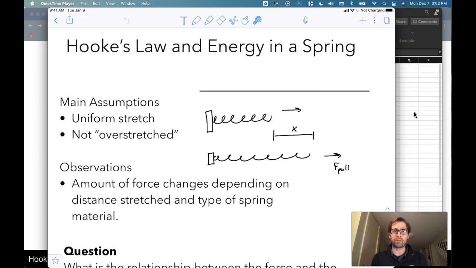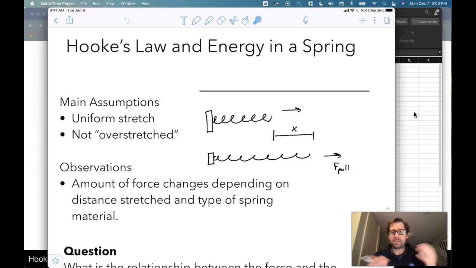These are important because we want to make sure that we're talking about a Hooke's law relationship with our spring. When we have a spring that is stretched a certain distance, there's an amount of force it takes to stretch that spring. The amount of force can change, and it depends on the distance that you stretch it. If you only stretch it a little way, there's a little bit of force, and if you stretch it farther, you need more force. It also depends on the type of spring material. Some spring materials are a lot more difficult to stretch for a given distance, and others are a lot easier.